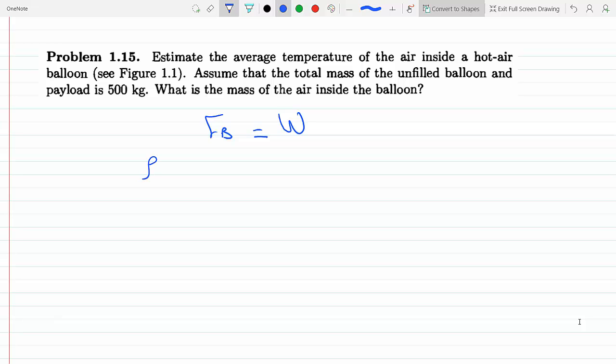That's the density of the surrounding air. Let's just call it rho 1, times the volume times the gravity, right? And that has to equal the mass m plus the mass of the air times gravity. So that's what we need first.